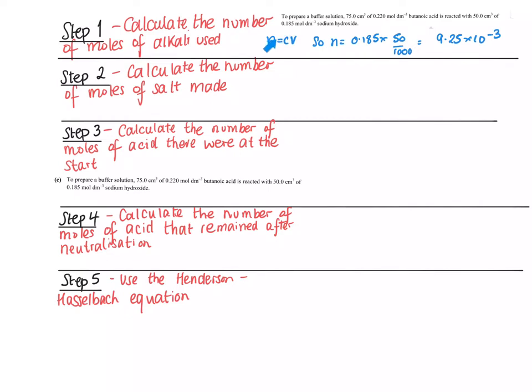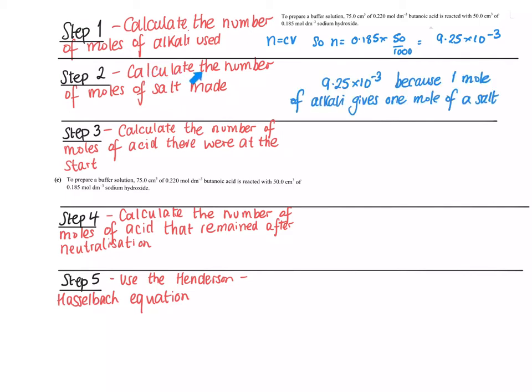So to calculate the number of moles we get of a solution, we use n equals CV. So C is the concentration, which we get from the question as 0.185, times the volume of the sodium hydroxide, which is 50, divided by 1000, because we need to convert cm³ into dm³. So the number of moles of alkali that we used was 9.25 times 10 to the minus 3.